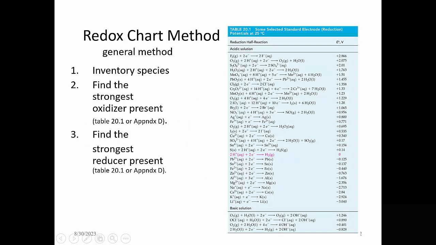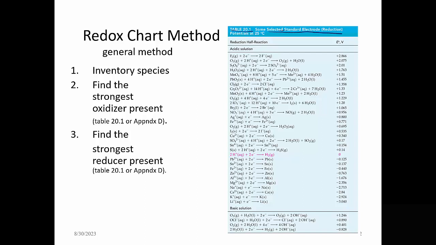I call it the chart method because we're going to use this chart. This is a redox chart, and this redox chart is from our book. This is from table 20.1 of the 11th edition. And this chart is the selected standard reduction or electrode potentials.